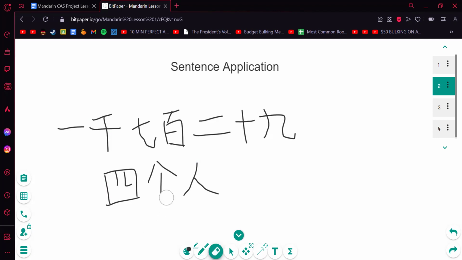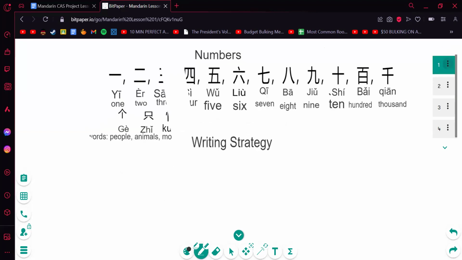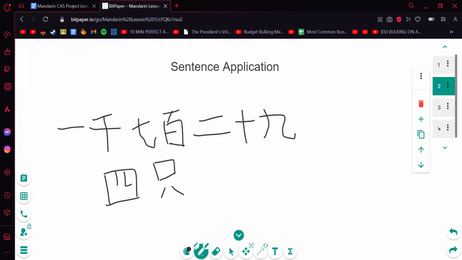But now let's say you want, oh, four chickens, right? Then we have to use the measure word for animals, which is 只, 四只, right? And something that might be confusing is if we go back to the first slide, you can see that the accent is actually a down up. So you're saying, Stephen, why are you saying 四只, right? It doesn't sound like 四只, right?